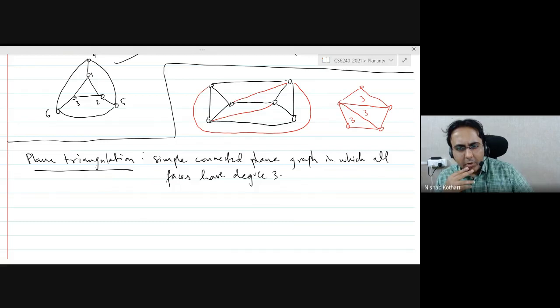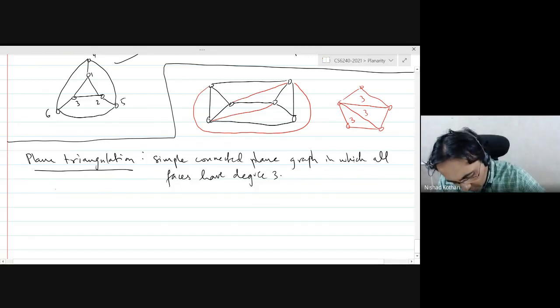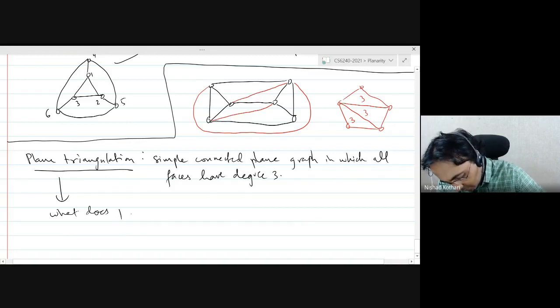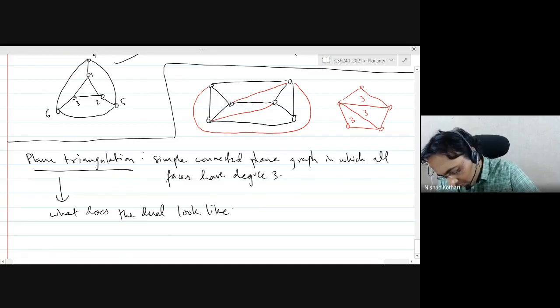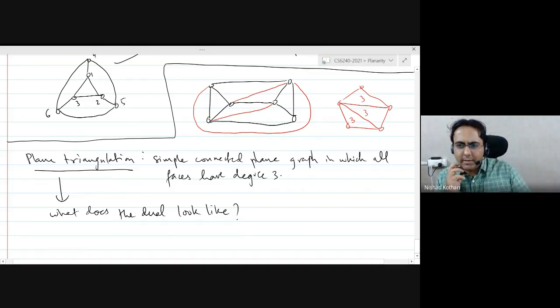And what does this tell you about the dual? So I have a question here. What does the dual look like? If all your faces have degree 3 in a plane graph, then what can you say about the dual? What do the degrees of the faces become in the dual? Anyone?